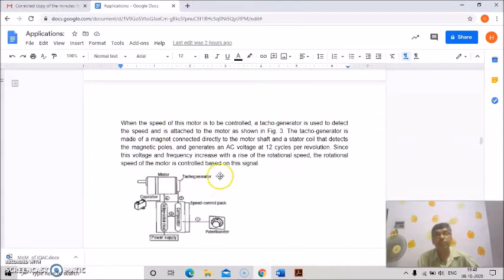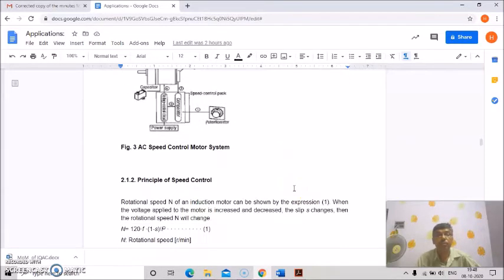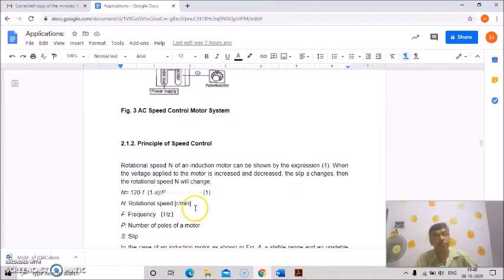And since this voltage and frequency increase with the rise of the rotational speed, the rotational speed of the motor is controlled based on this signal. Okay, so now we'll go to the principle of the speed control.